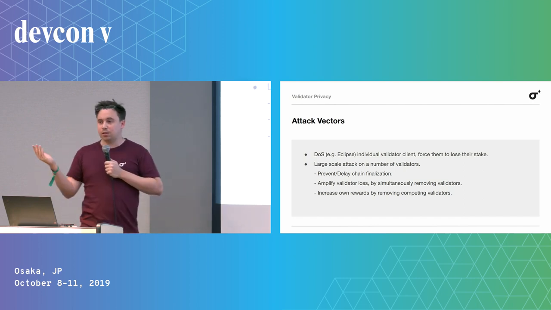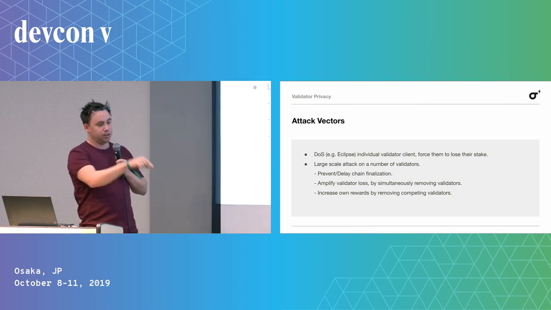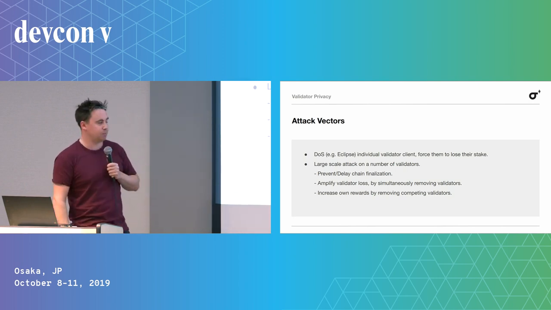So what that means in practice, if someone comes along and says that you look fat in a pair of jeans, you go, righto, I'm going to find your IP address. You segregate them from the network, and they lose their stake as punishment.